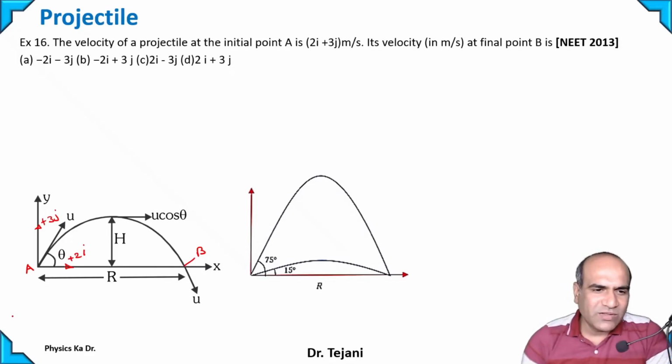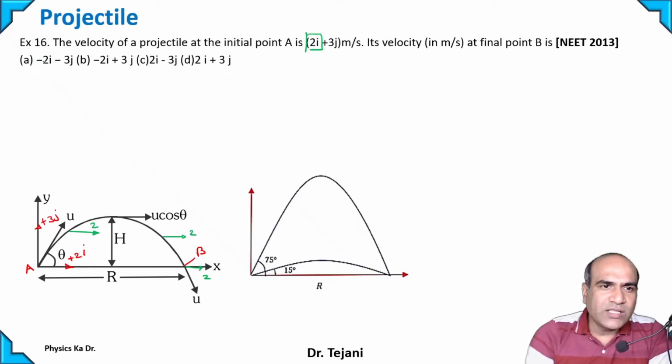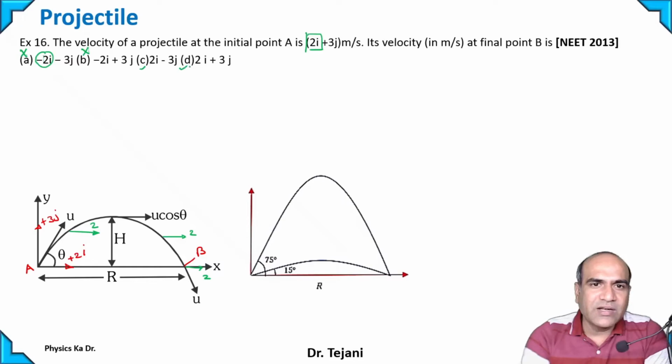See, we know that during this entire motion, the x component always remains positive and it always remains 2. If you go here, it is 2. Anywhere, it is always 2. So the first component should be plus 2. It is not changing. The x directional component is not changing. So option A is having minus 2, so this answer is not possible. B is also having minus 2, it is not possible. Right. So C and D, only two options are there.